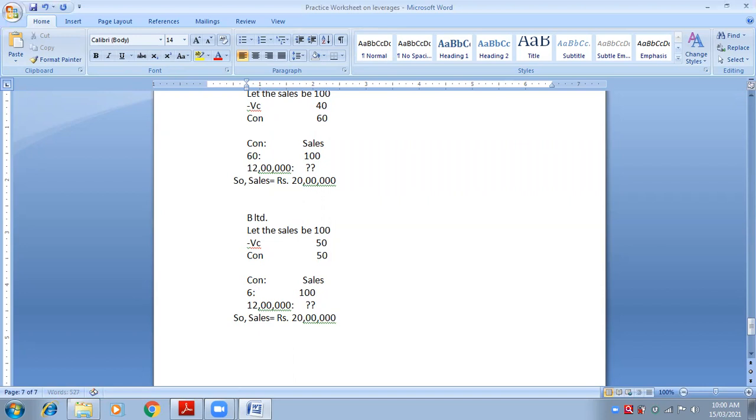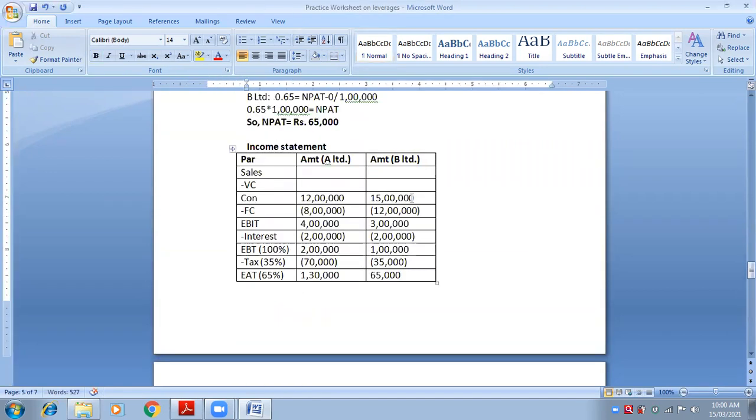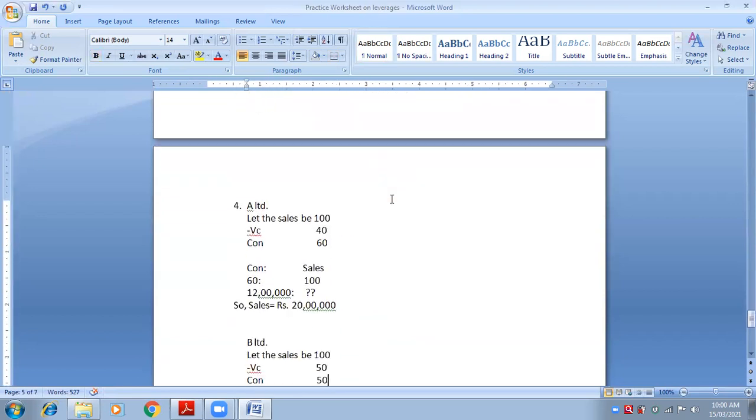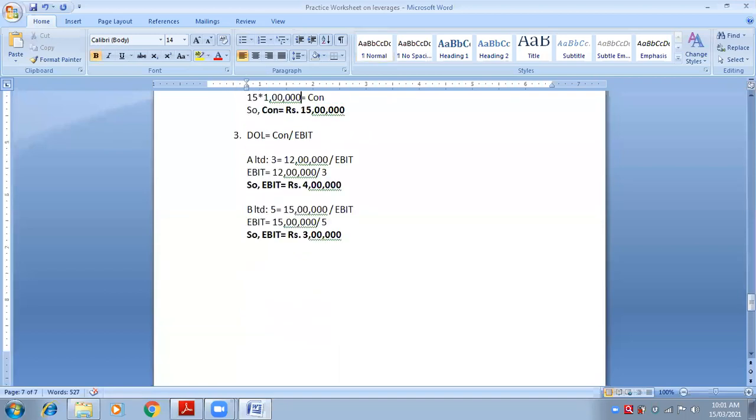In the equation, contribution is 50 and sales is 100. But my real contribution is how much? We have already found out. My real contribution is how much in case of B Limited? 15 lakhs. Very good. So here we will write 15 lakhs. After cross multiplication, you will get the answer of sales. So 15 lakhs into 100 divided by 50, 30 lakhs. So the answer is 30 lakhs of sales. So 20 lakhs and 30 lakhs sales have been found out.